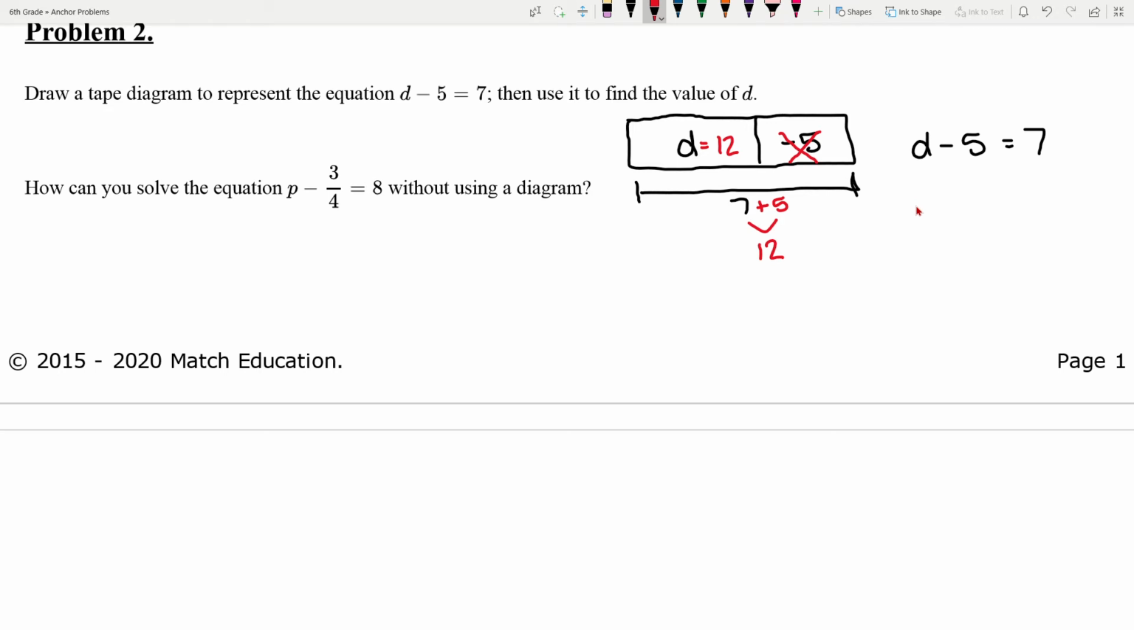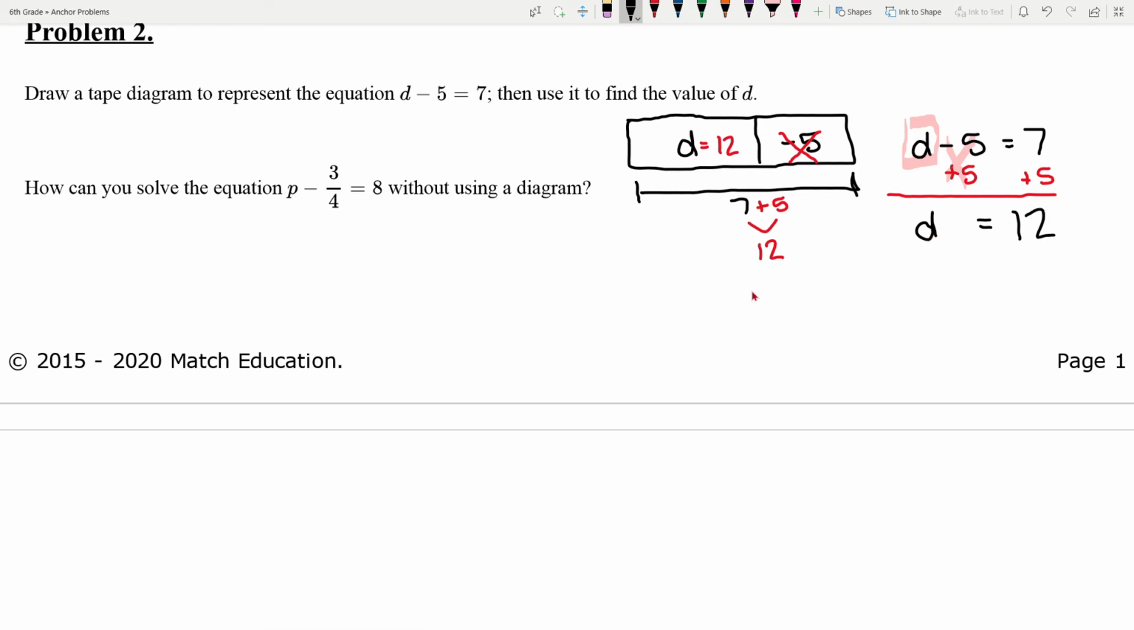Now if we come back over to this algebraic way, our goal, again, is to solve for the variable, the d, and this is a minus 5. So how do I get rid of a minus 5? Add 5. So when we add 5 to both sides of this equation, on the left side of the equation, we're left with d. This minus 5 plus 5 cancels out because that's just 0. And 7 plus 5 is 12.